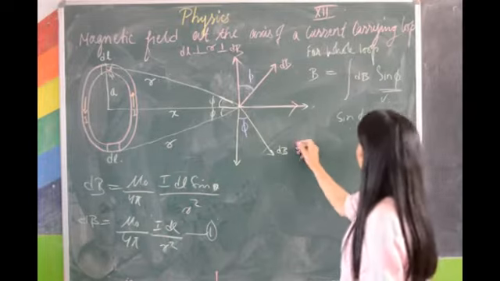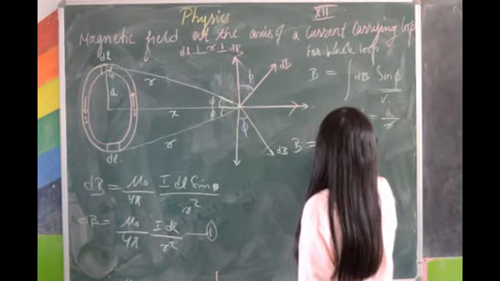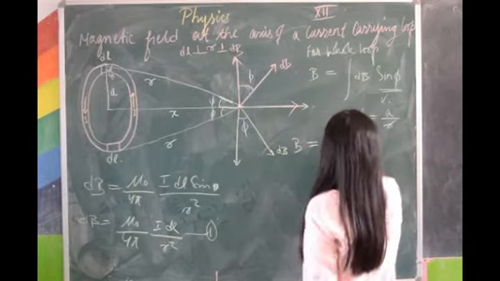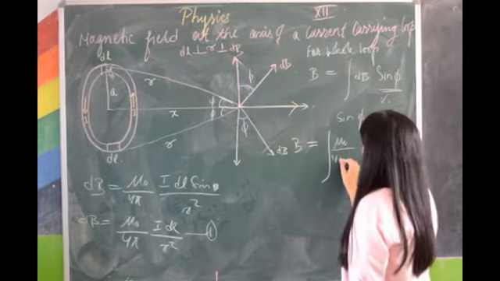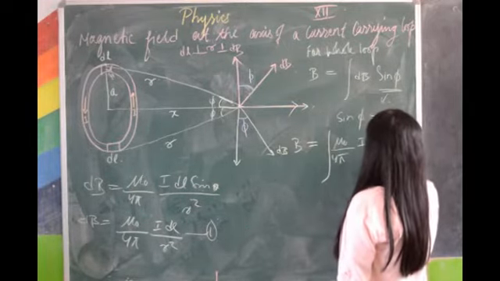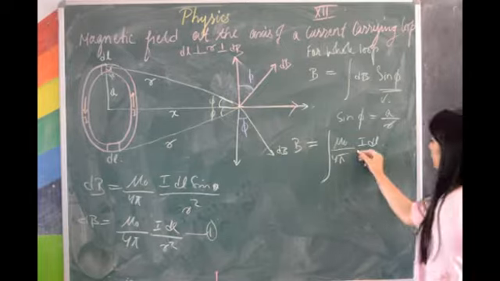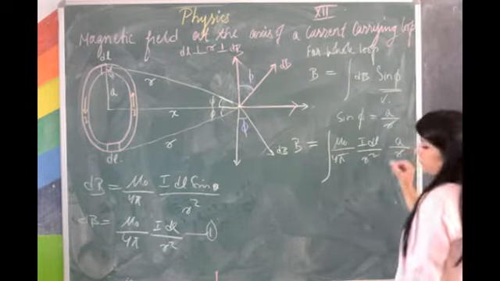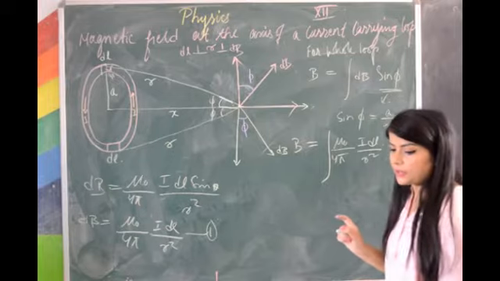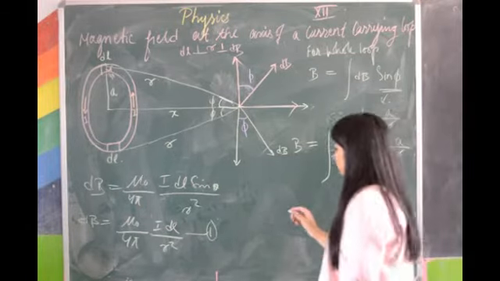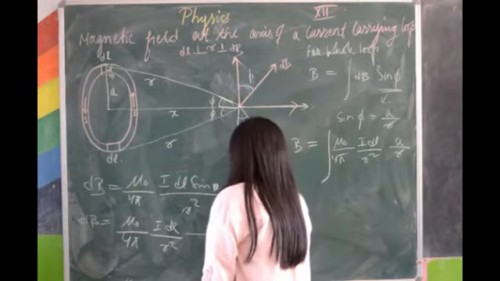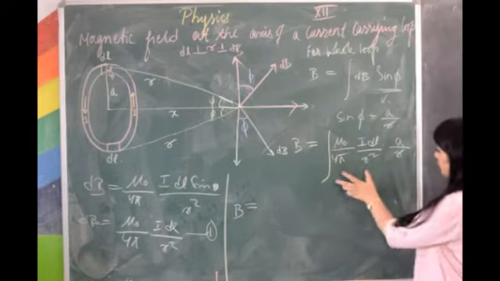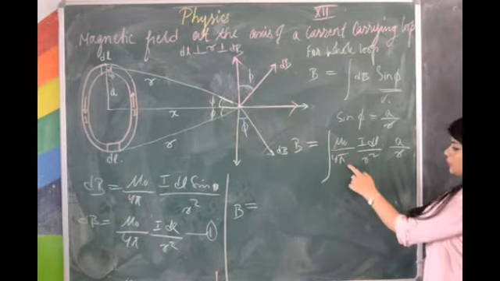Now in this equation, let me put the value of dB. That is the integration of dB from equation 1: mu naught by 4 pi, I dl by R square, and sine phi is A by R. Now, when we integrate this, we take all the constant values out of the integration. So what are the constant values over here? Mu naught by 4 pi is a constant.